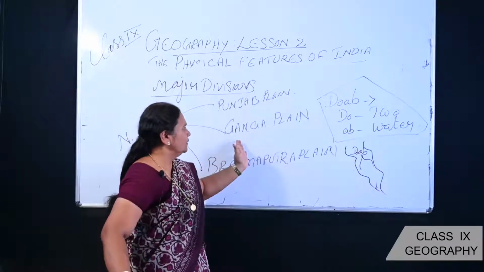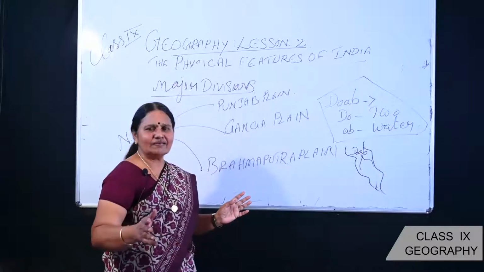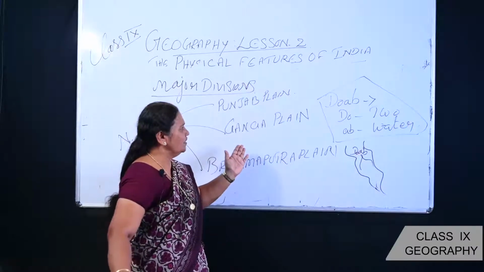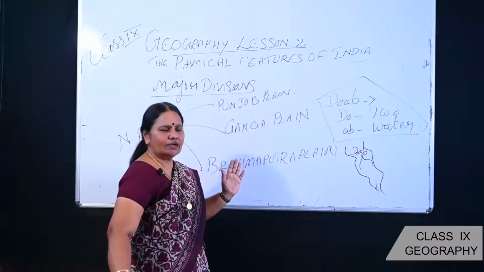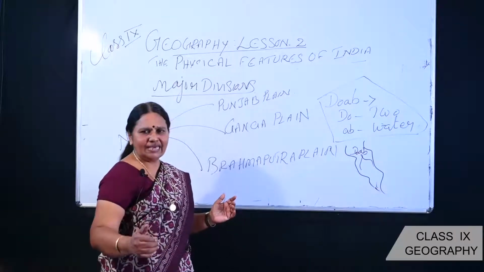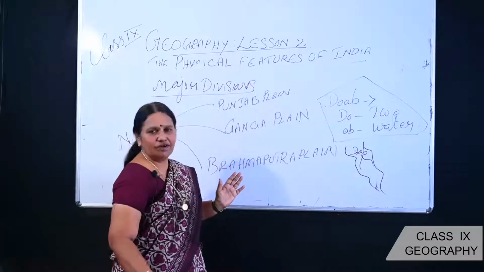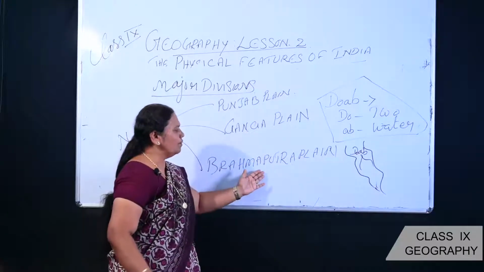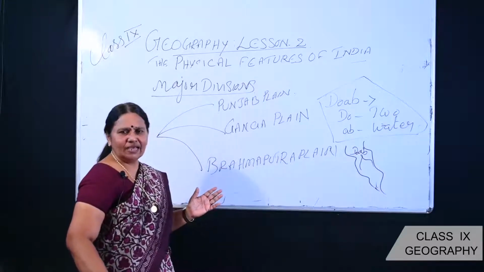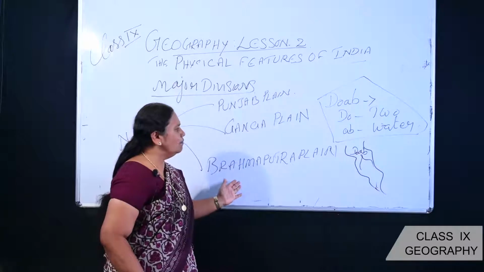Number 2, the Ganga plain. The Ganga plain is watered by river Ganga and its tributaries. We will discuss in detail the drainage pattern, but we should know the main river Ganga and its tributaries Ghaghara, Kosi, Gandak, all this, along with the southern tributaries Chambal, Betwa, Ken and so on. These are all the rivers watering the Ganga plain, along with river Yamuna. And number 3, the Brahmaputra plain. The Brahmaputra plain is watered by the river Brahmaputra along with its tributaries like Lohit, Dihang, Dibang, all these rivers watering that area.